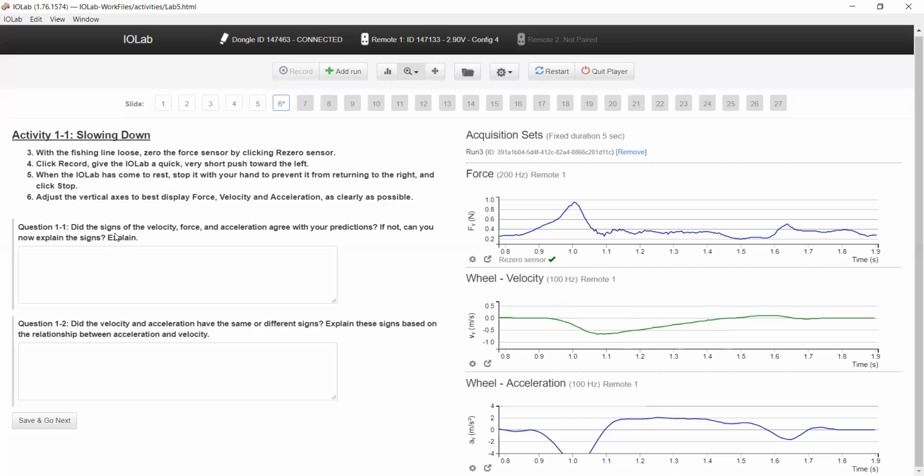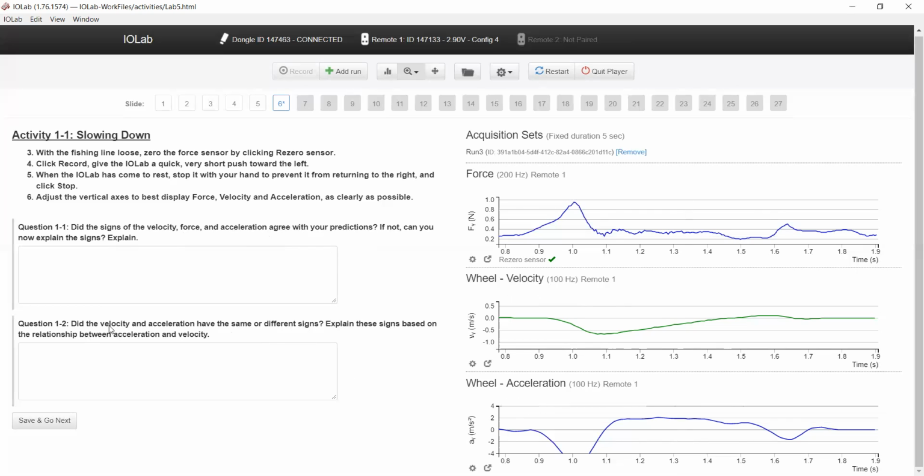So, did the sign of the velocity, force, and acceleration agree with your prediction? We predicted that velocity should have the same sign as the direction it is moving. I think we have that. A constant positive force was being applied to the positive side. We have that, and if we are slowing down in the negative direction, acceleration is supposed to be positive. We have that also, related to the force. So they both are positive.